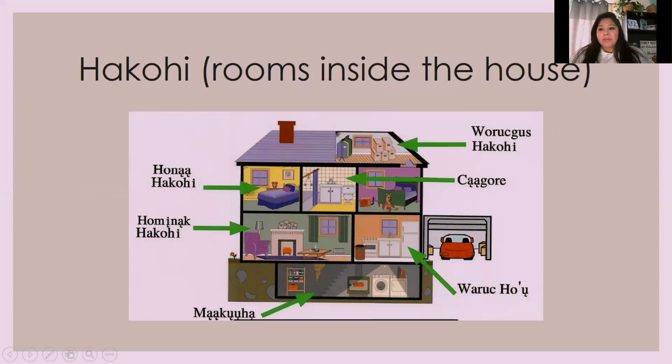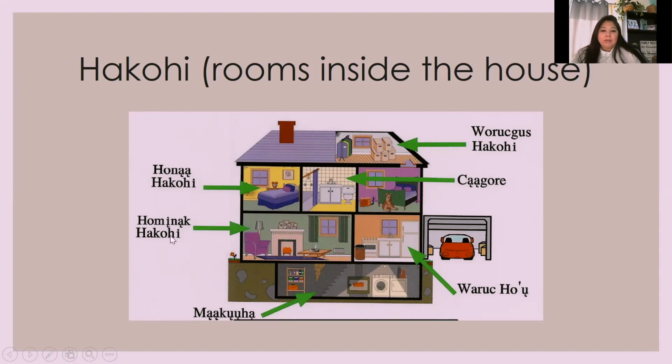So let's go over just rooms in general. Rooms inside the house. So we have wuruchkus hakohi, which would be the attic. And wuruchkus is like a gathering, and it also means like a pocket. When you start just throwing stuff in your pocket, you would use that. Okay, hakohi is room. The next one is changure, which is the bathroom. All right. After that, we have the waruch ho'un, which is the kitchen. Then we have the basement, makuha, which would be the basement.